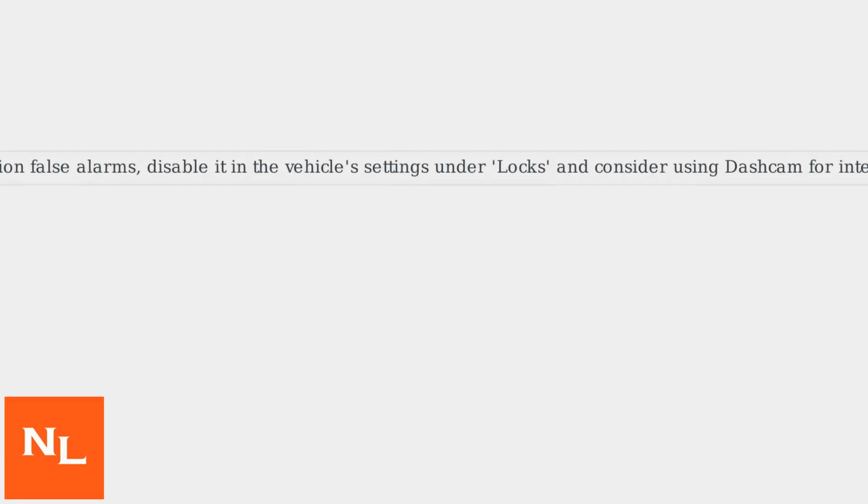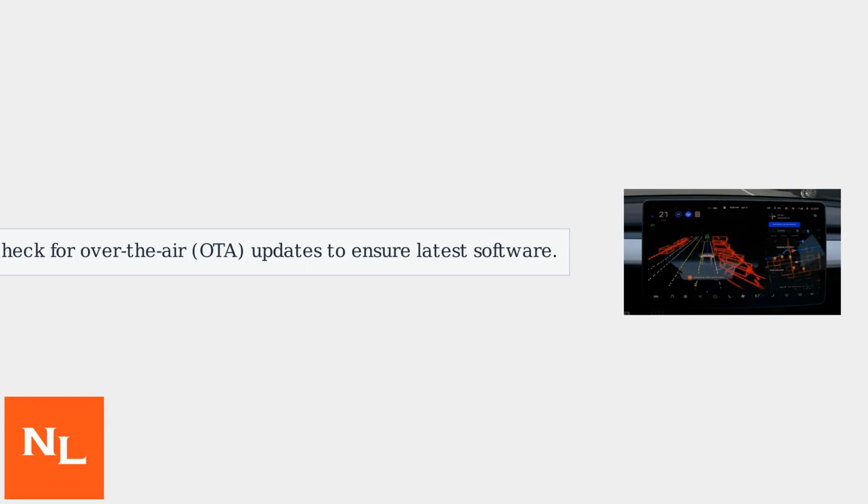For interior motion false alarms, you can disable it in the vehicle's settings under Locks and consider using Dashcam for interior monitoring. If basic adjustments fail, ensure your Tesla is running the latest software by checking for over-the-air updates.